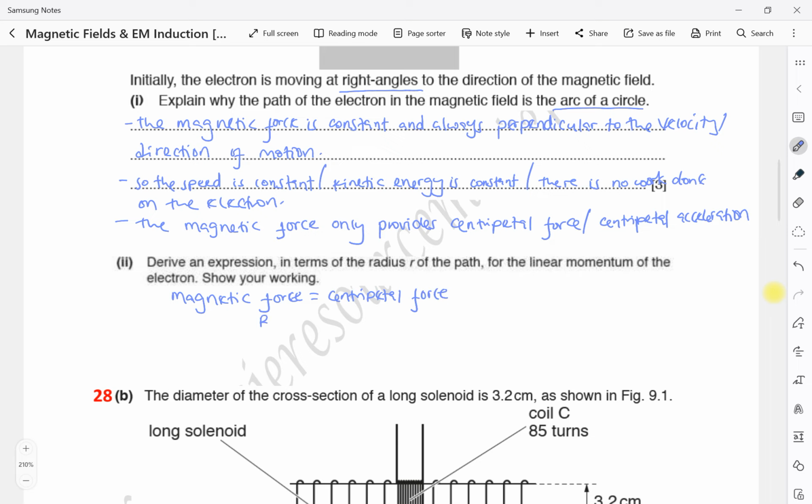So magnetic force is BQV, and the centripetal force is mv squared over r. So this means that BQ times r is the same as m times v. The v cancels. Of course, we know that mv equals momentum. So this implies that momentum equals BQr, as required.